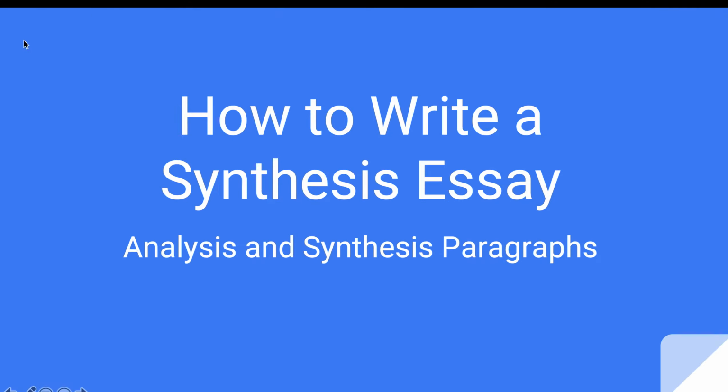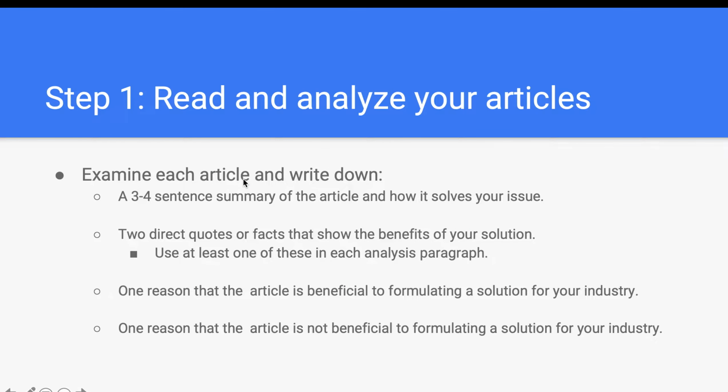Particularly, what you want to start thinking about is you want to examine each article, right? So have your articles out, and on a separate sheet of paper, write down these answers. You want to do a 3 to 4 sentence summary of the article and how it solves your issue. So you want to give your audience a nice breakdown of what this article is about and how it pertains to your issue. Then from there, try to find two direct quotes or facts that you think will be persuasive for your audience, right? So keep in mind, your audience is your industry. You want to find two facts, statistics, testimonials that help prove that this article is valuable for this study because it shows that it does solve the problem of climate change in your industry.